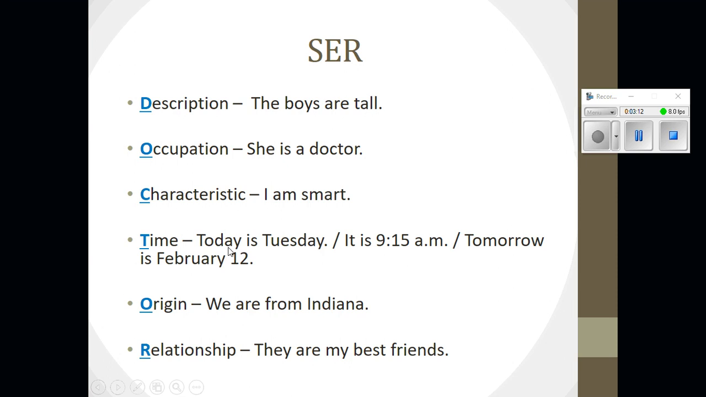T for time, examples here are today is Tuesday, it is 9:15 a.m., and tomorrow is February 12th. Okay, the second O in doctor would be origin. We are from Indiana. Okay, origin is where someone is from. And finally, relationship. They are my best friends. You're describing a relationship between yourself and other people.